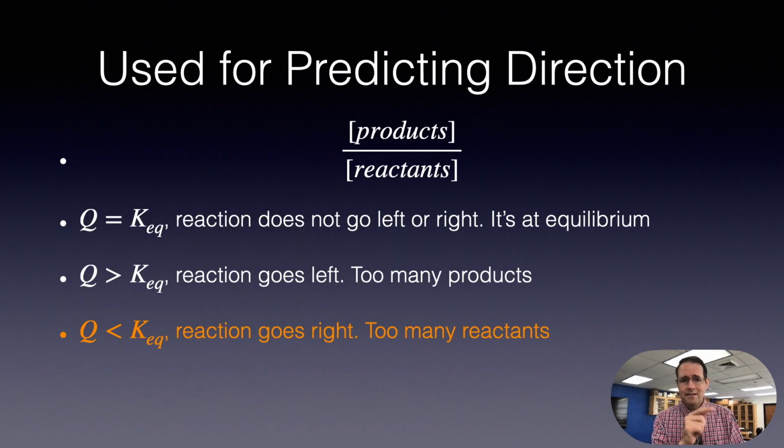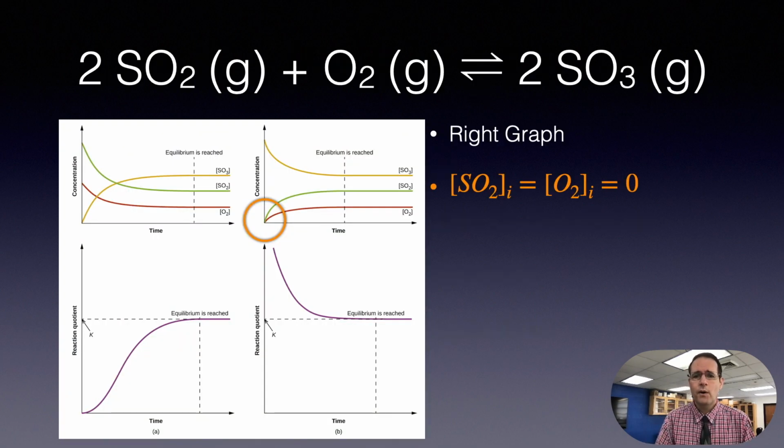If Q is less than KEQ, the reaction goes right because you have too many reactants. So that's what we just saw. Now let's focus in on the right graph, all right? Here, the conditions are such, and it's circled here with that orange circle, the sulfur dioxide and oxygen concentrations are equal to 0, okay? And so we're focusing in just on the right pair of graphs here.